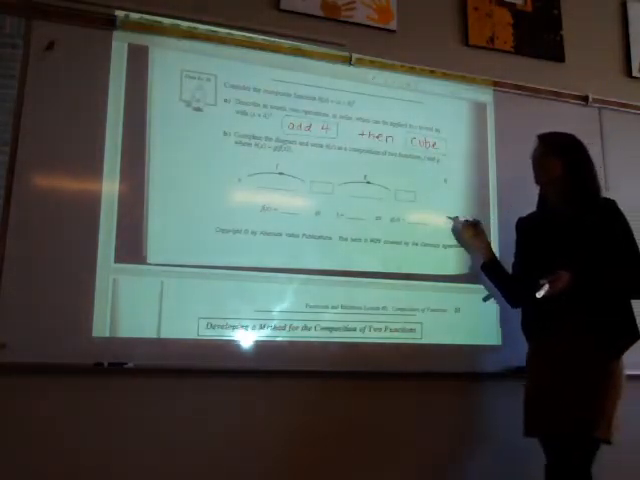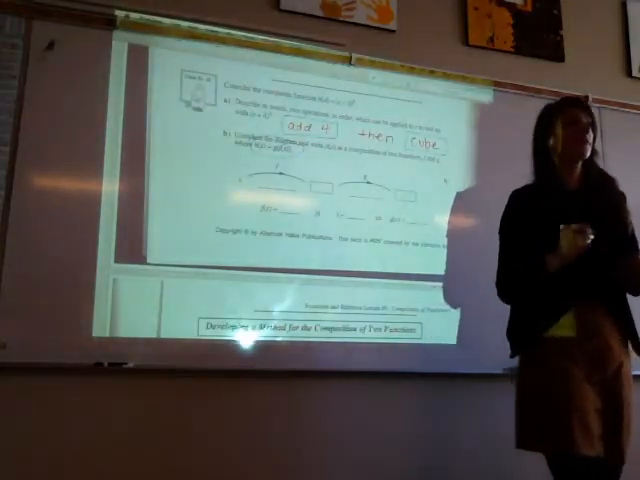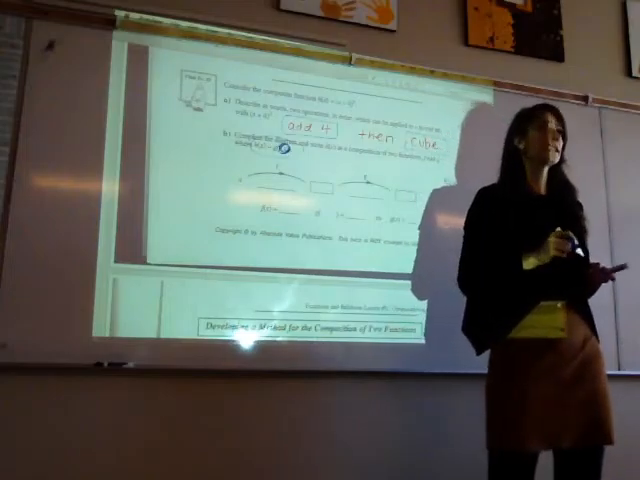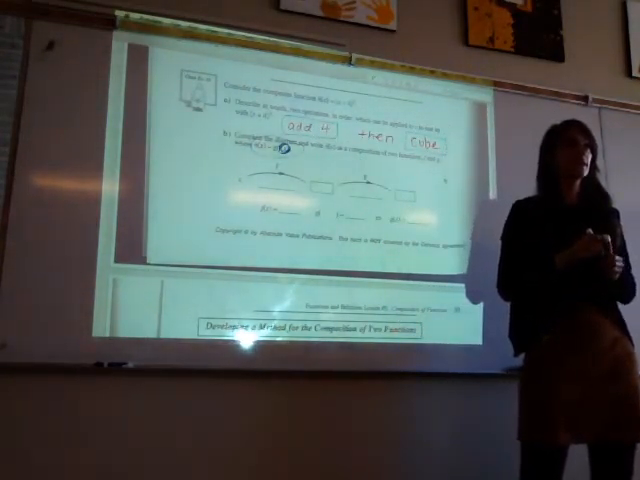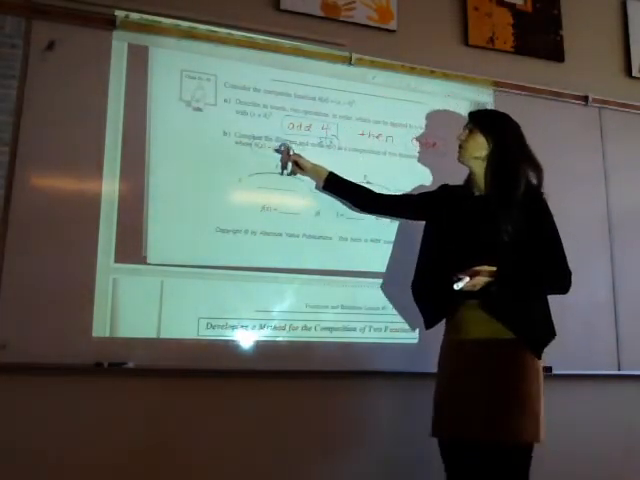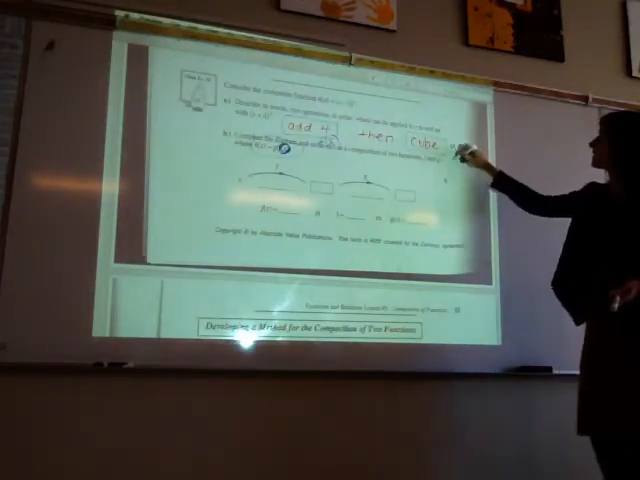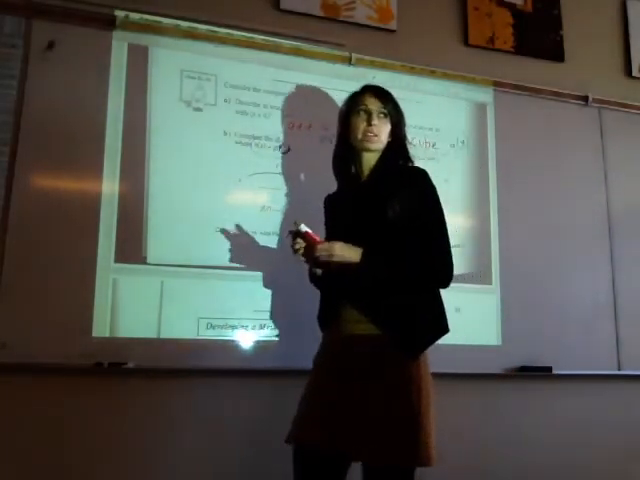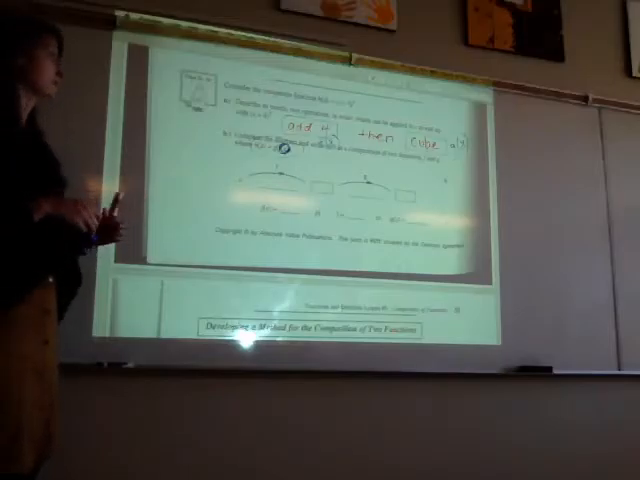Alright, the function h of x is given as g of f of x. So if f of x is on the inside, that means it has to go first. So what would you say add 4 is? F of x or g of x? F of x, good. And g of x is going second, so what would you say cube is? G of x, good. So we've kind of jumped the gun on the next part, but that's okay. Just by understanding the notation, we've pretty much answered the question.